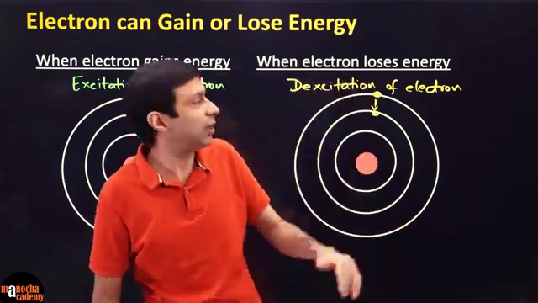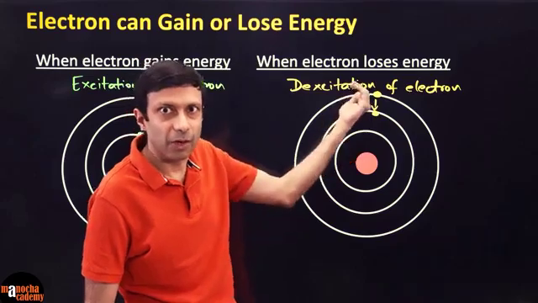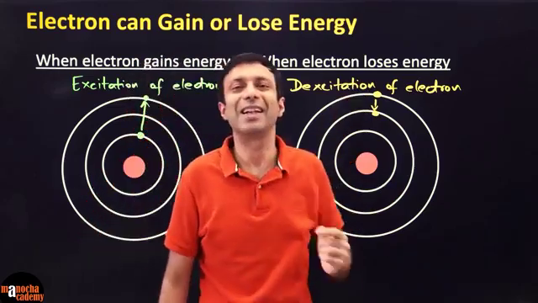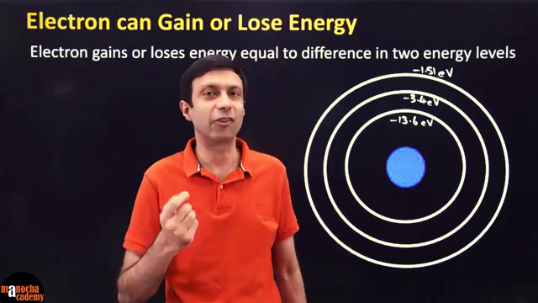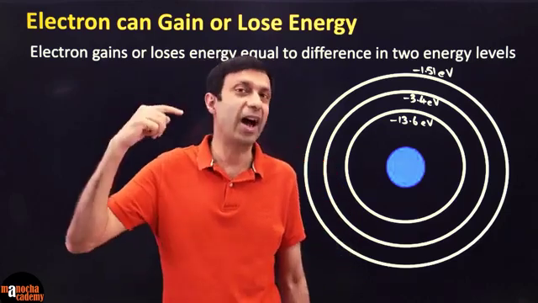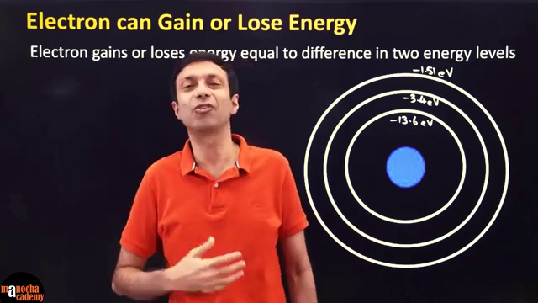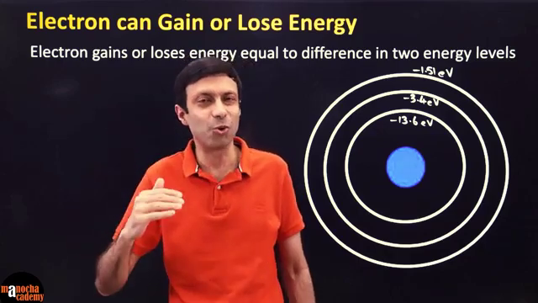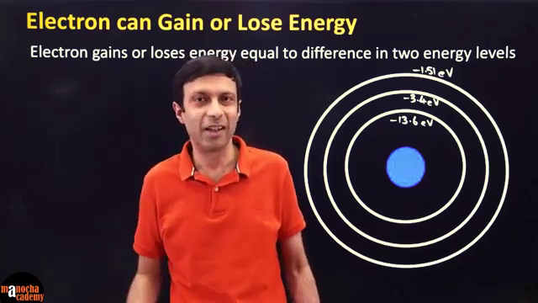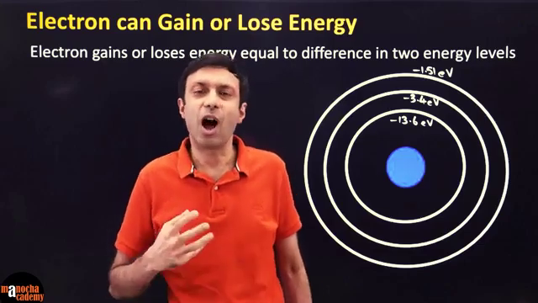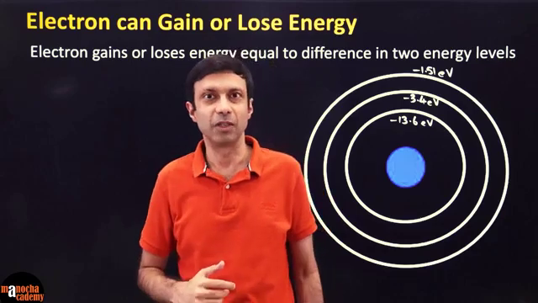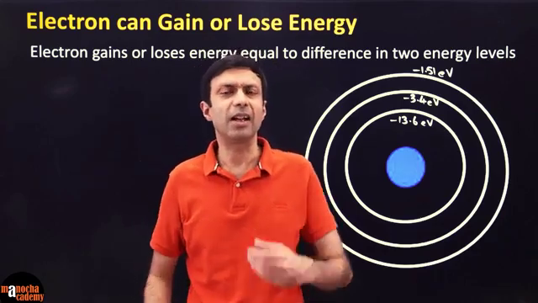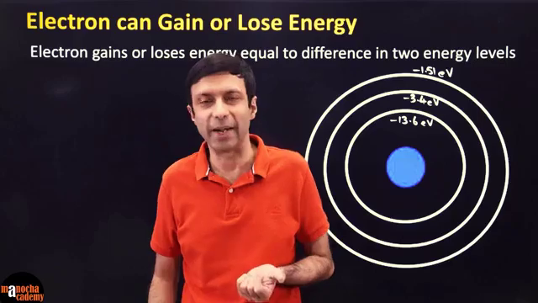Or if it loses energy, it will come down, right? It will move to the lower shell. That is called de-excitation of electron. As we have discussed, when an electron gains energy, it will move to a higher energy level. And when an electron loses energy, it will come down to a low energy level, right? But now an important question is, how much energy will the electron want to gain or lose? So there's one interesting point here, that how much amount of energy will it want to accept?